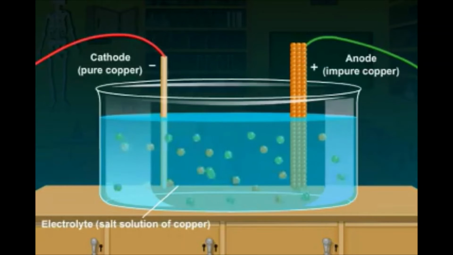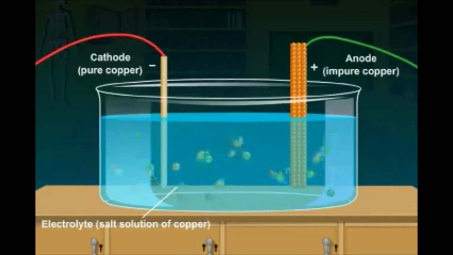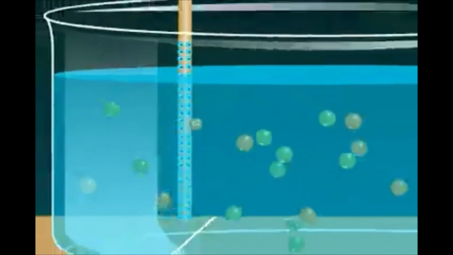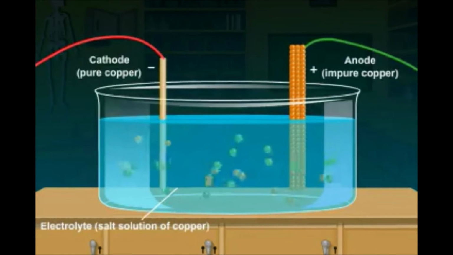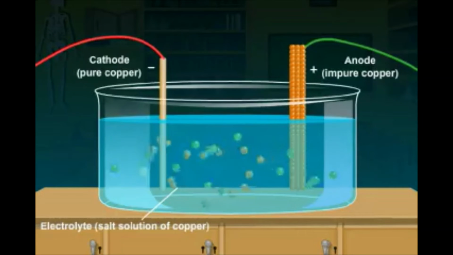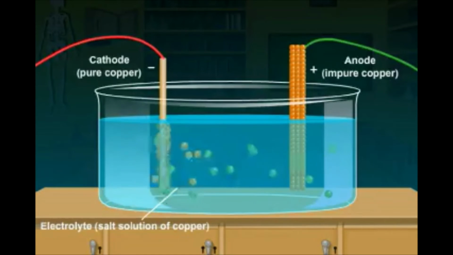Now, when current is passed through the electrolyte, the positively charged metal ions present in the electrolyte get attracted towards the negatively charged cathode. Alright? Now, when metal ions come near the cathode, they gain electrons from it and get deposited there. And as time increases, the cathode becomes thicker and thicker.